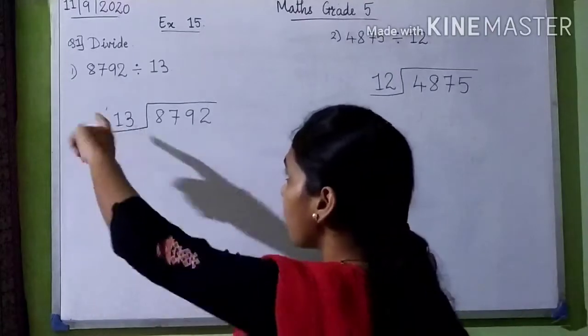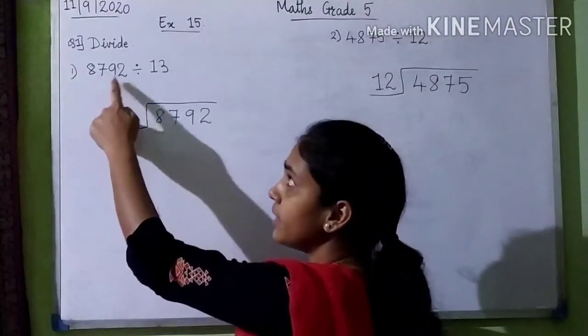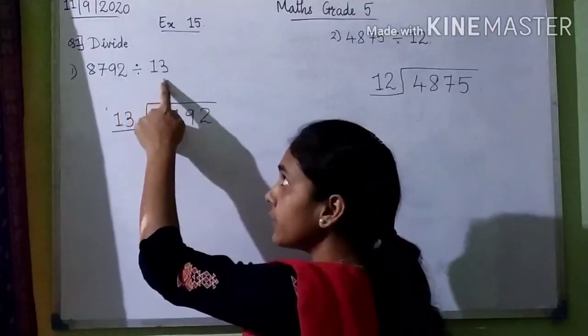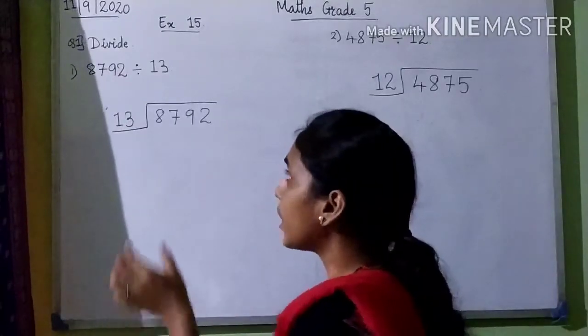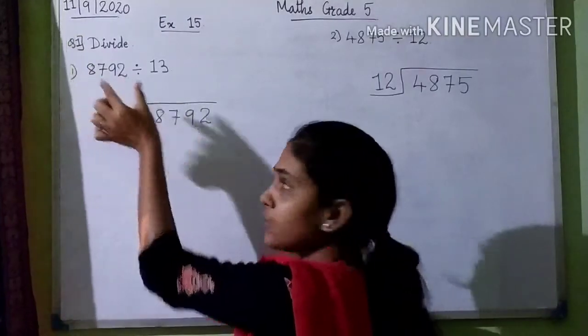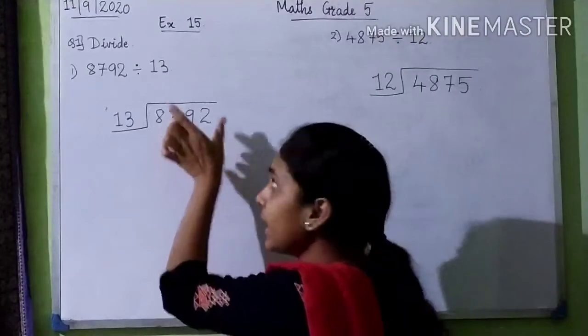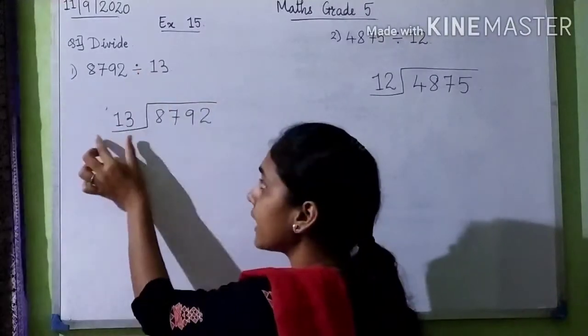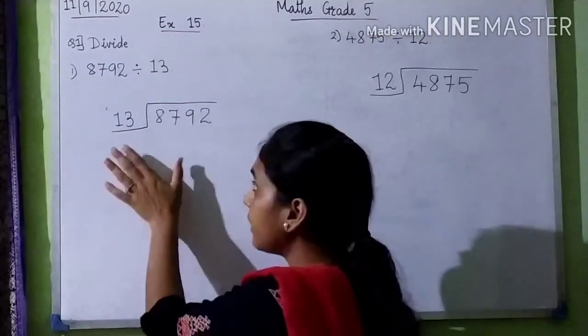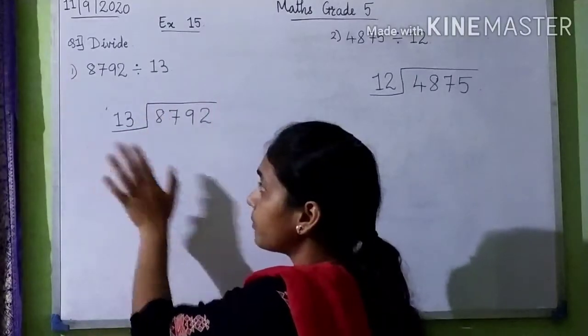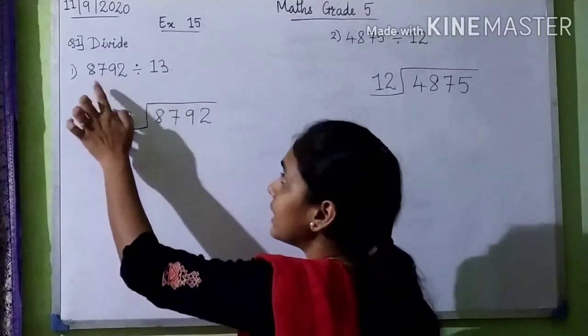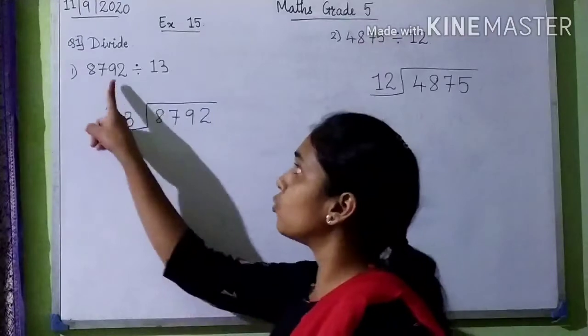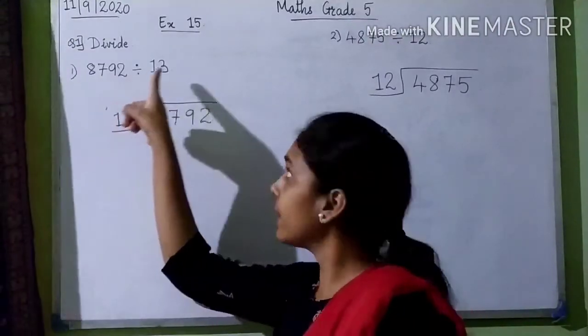So here the first one, the number is 8792 divided by 13, okay? The first number which is given has to be written inside, and the second number which is given has to be written outside, in this sign. So this means that 8792 has to be divided by 13.